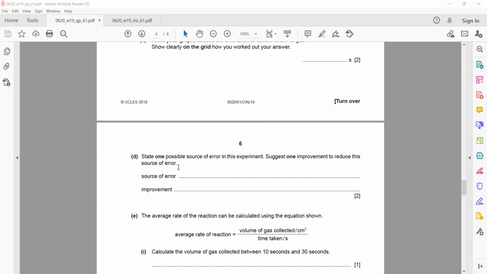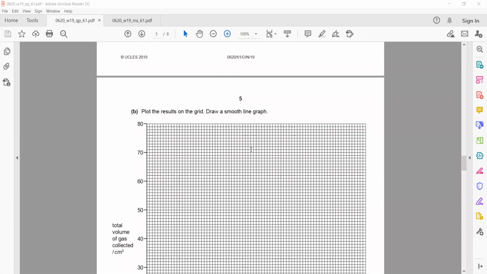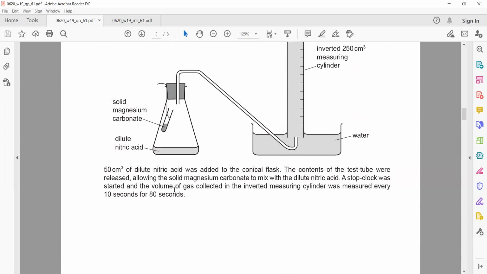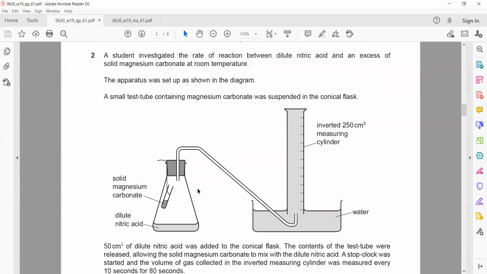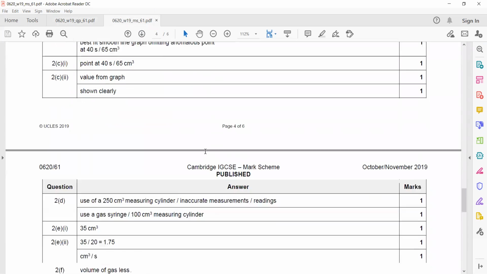In this question, state one possible source of error in the experiment and suggest one improvement to reduce this. So what we are doing in this experiment, we are measuring the volume of the gas using a measuring cylinder. We took 50 cm cube of nitric acid. So what might be the sources of the errors?